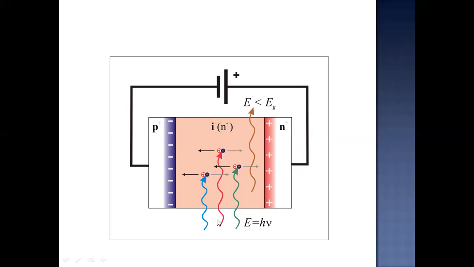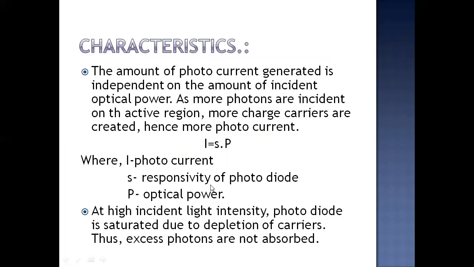So when you illuminate this region with light of energy E, electron-hole pairs are created. Holes will move towards the P junction, and electrons will move towards the N-type material. By that, current will be produced in the circuit.